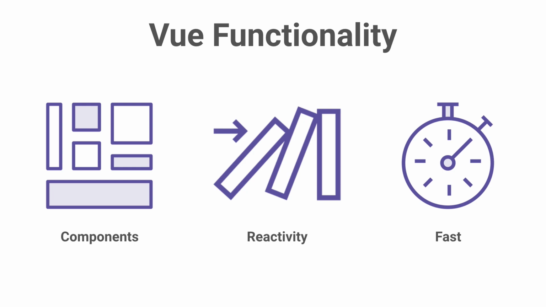Another functionality that Vue provides is that it is fast. Why is this important? Amazon calculated that a page load slowdown of just 1 second could cost it $1.6 billion in sales each year. Google has calculated that by slowing its search results by just 0.4 of a second, they could lose 8 million searches per day.